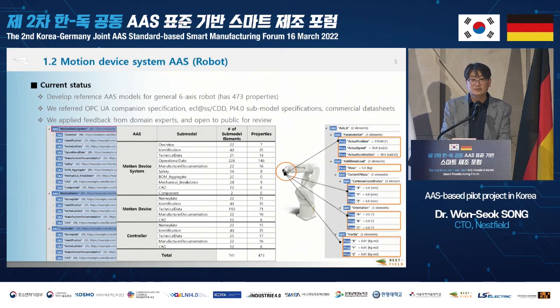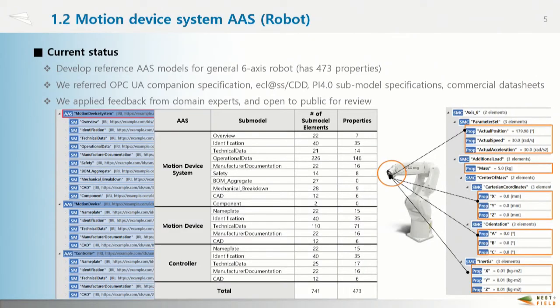We referred to lots of documents. We did not create that from scratch. The OPC UA companion specification, ECLASS, and Platform Industrie 4.0 have produced some documentation, especially for the submodel specifications. Also, we referred to some of the commercial data sheets available in the market. And based on that, we recreated a reference model that can be commonly used in South Korea.